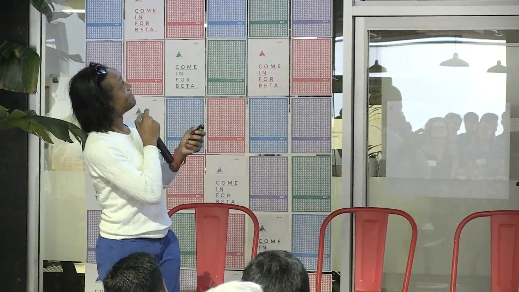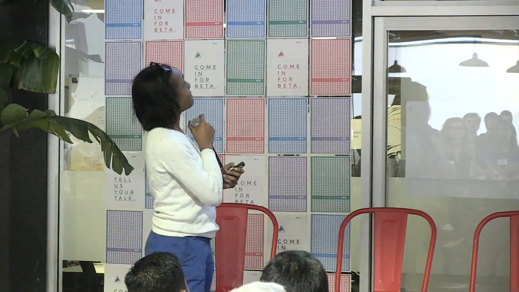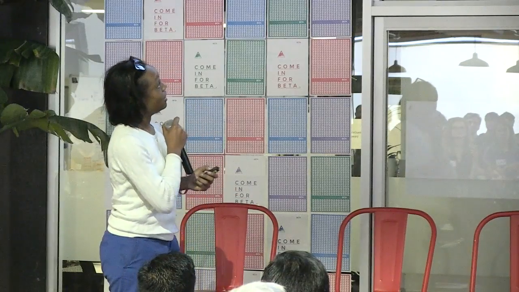This, for example, is a city council resolution from the city of Atlanta. This typically comes in the form of a PDF, or a piece of paper. But this is not usable in the sense of being machine readable and things like that. So that needs to be a thing.